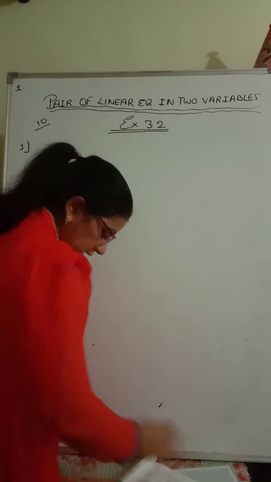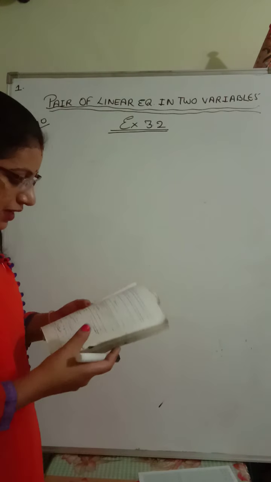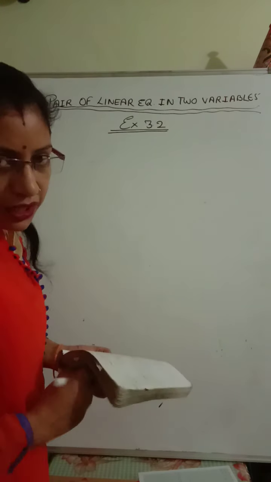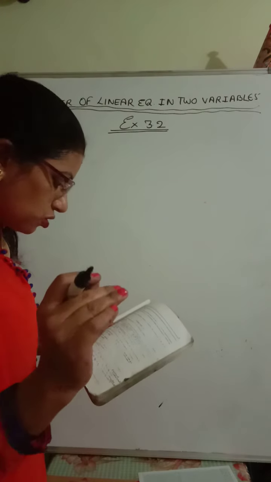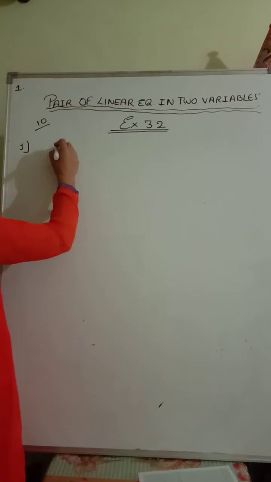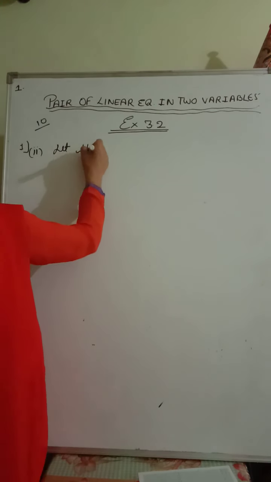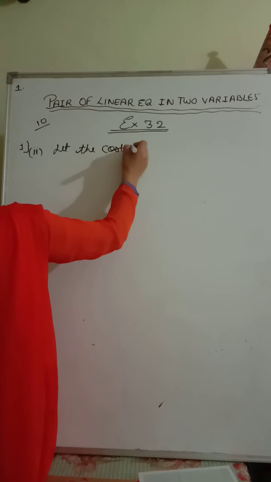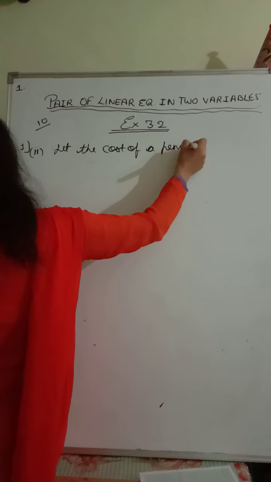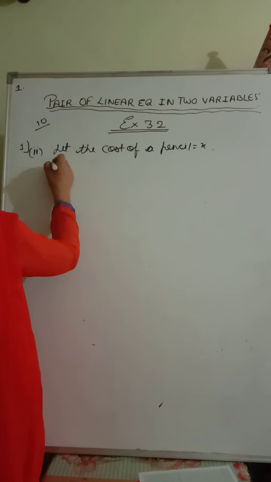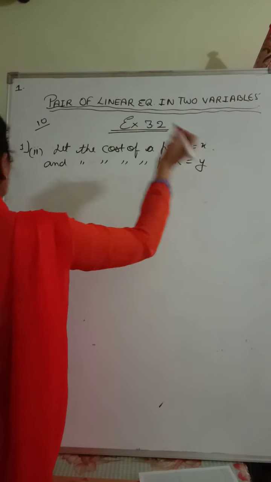Okay, what is our second part? 5 pencils and 7 pens together cost rupees 50. दोनों को मिला के cost 50 है. So let the cost of one pencil and the cost of one pen be x and y. This is the second part of the first question. Let the cost of a pencil be x and the cost of a pen be y.